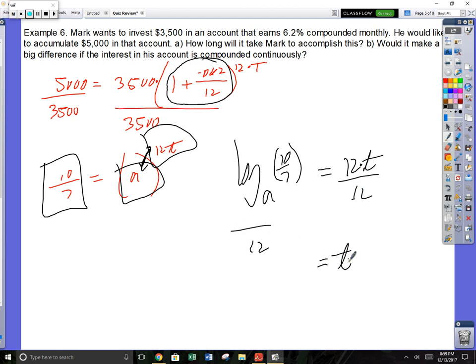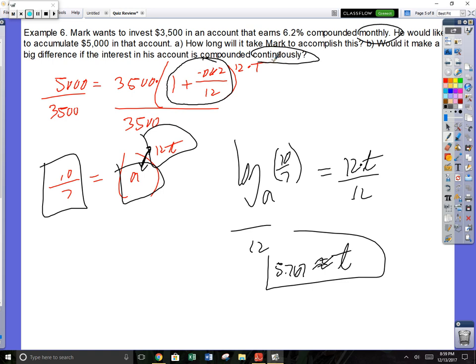You should end up t is approximately, so let's use the tildes, it's approximately 5.767 years. Okay, so it's going to take 5 3/4 of a year. So question B, would it make a big difference if the interest was compounded continuously versus compounded monthly?